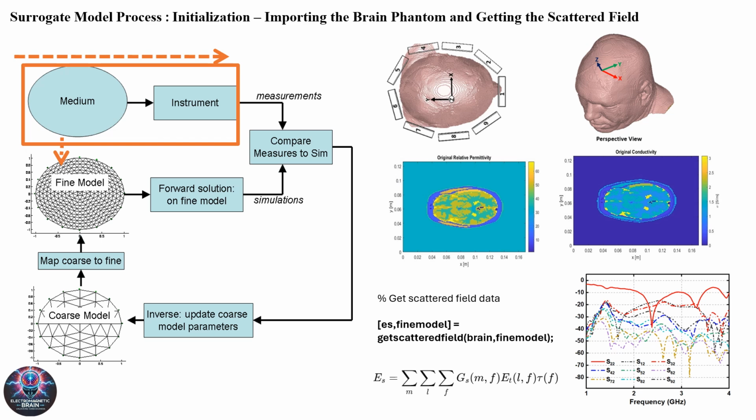In this scenario, the scattered field is modeled using the electromagnetic wave equation, solved using finite difference time domain (FDTD) techniques. Here, ES is the scattered field, GS is the Green's function, ET is the total electric field, and tau is the contrast function, which accounts for variations in the medium's properties.